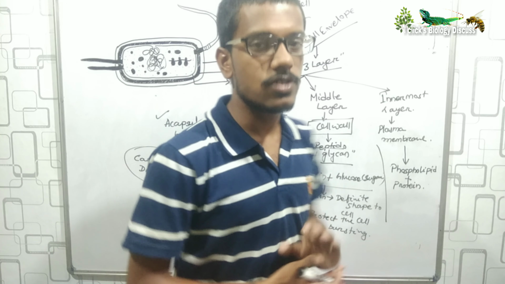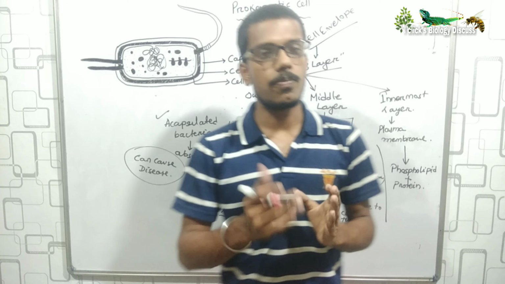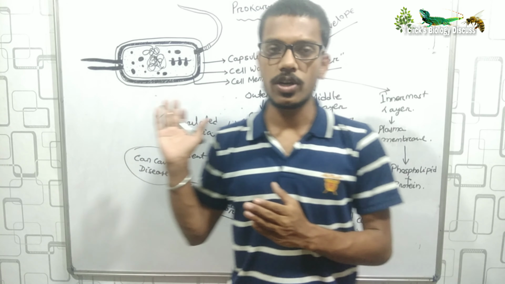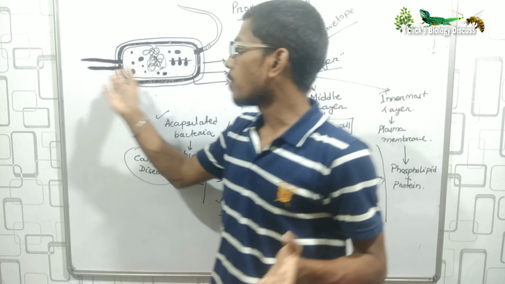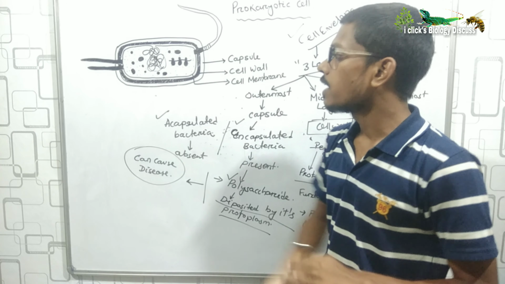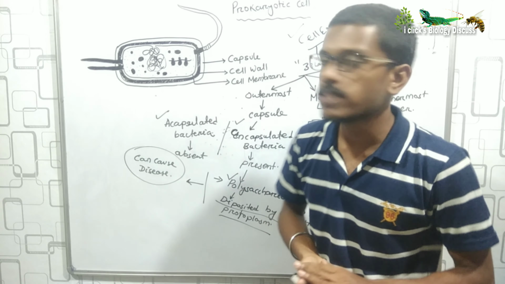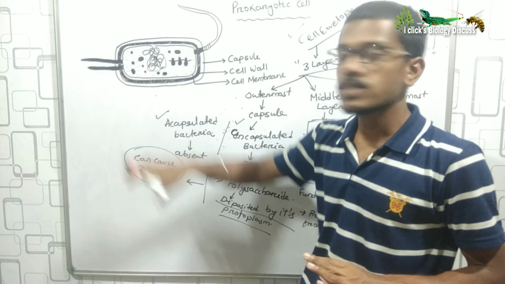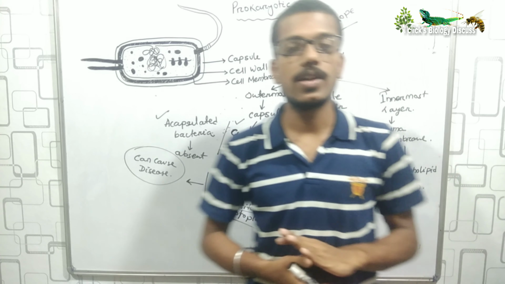In the upcoming classes, we will discuss the other parts found in the prokaryotic cell, like the ribosome, the sex pili or fimbriae. Then there is the presence of flagella, the nucleoid, mesosomes, and also polyribosomes.